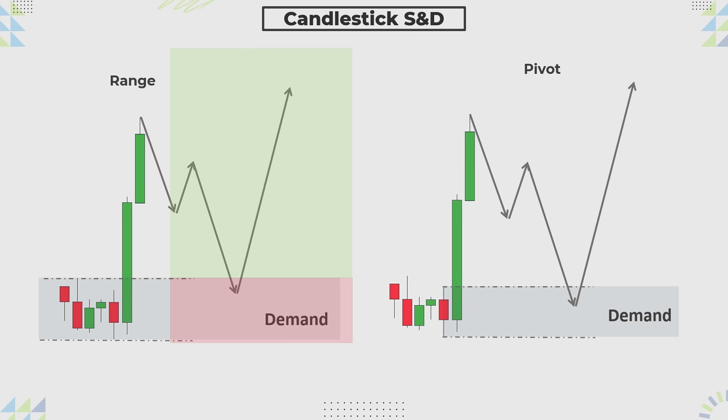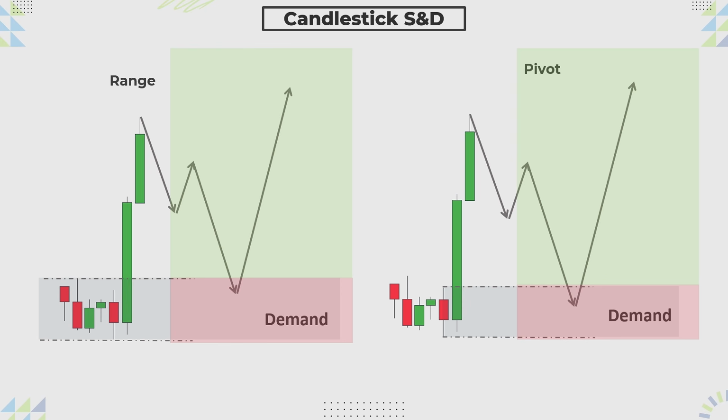On the other hand, a range zone can be refined to a pivot zone, resulting in a tighter stop loss and a higher reward-to-risk ratio. While this increases accuracy, it also leads to more frequent missed trades. We can't definitively say which method is better for drawing supply and demand areas or executing trades in the market, because profitability depends on many factors.